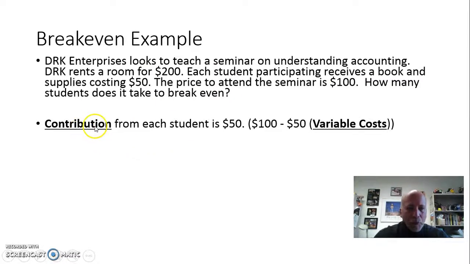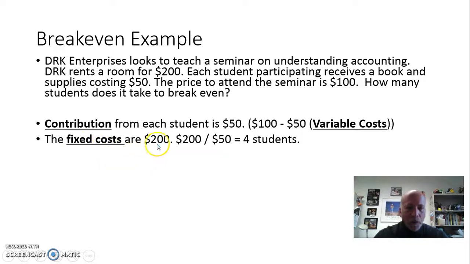So the contribution from each student is $50. You determine that by $100 for the student paying to come to the class minus my variable cost gives me a contribution of $50. The fixed cost, as I alluded to, was the room rental, which was $200. So if I take my fixed costs divided by my contribution, tells me that I need 4 students to come to my seminar to break even. And break even means I don't lose any money, but I don't make any money.